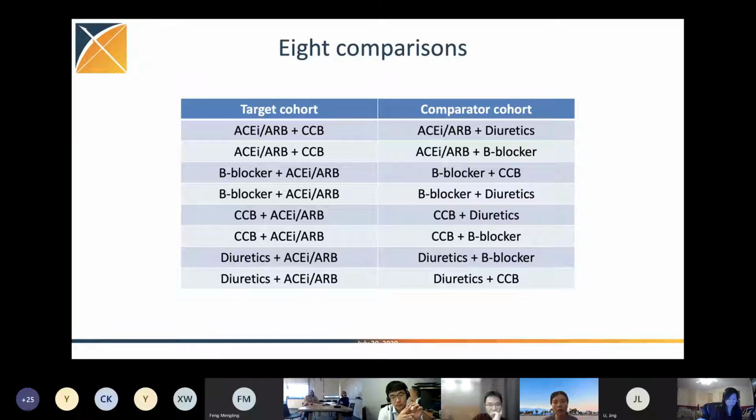Based on these 12 cohorts, we construct comparisons. Each of the target cohorts will be compared to the comparator cohorts. One thing I want to highlight is that for each comparison, the first drug is the same, if you notice, and the second drug is different. This is related to the research question: what would be the most effective and safe second drug added after monotherapy? So we want to keep the first drug the same.